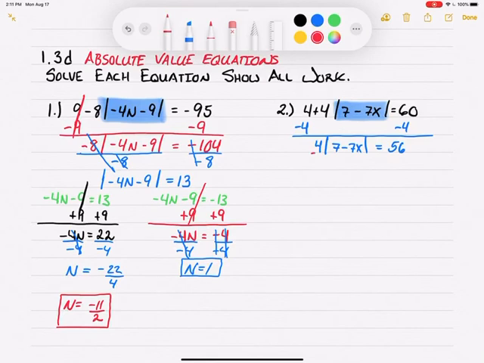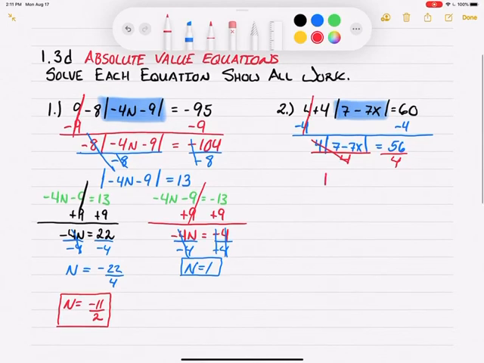If I divide both sides by 4, again, these will cancel. I have the absolute value of 7 minus 7x is equal to 14. From here, I'm going to break this apart. 7 minus 7x is going to be equal to 14. And then 7 minus 7x is also going to be equal to negative 14.